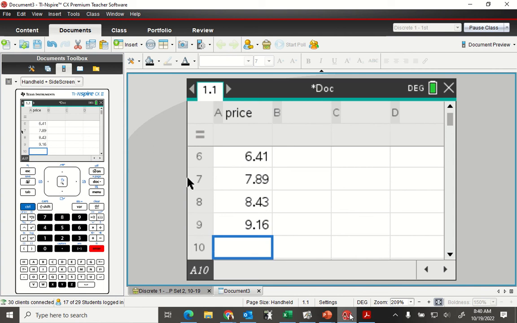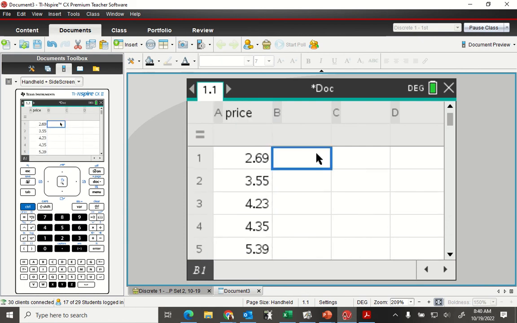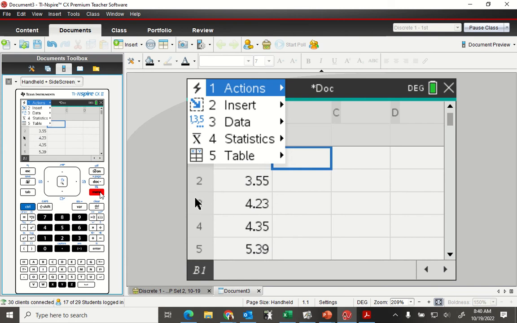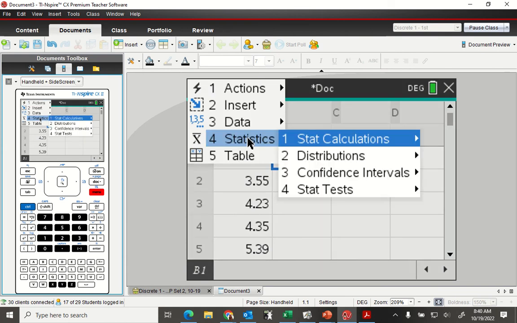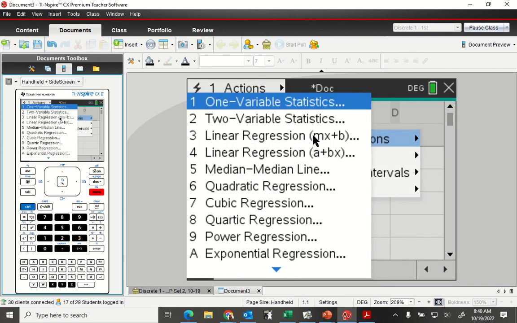So we labeled it. We put them all there. And we're doing the same steps like we did before. So I scroll up, go to this open space right here, just click on it. All you need to do is just highlight it. I don't want the little cursor in there. You just highlight it. Menu, statistics, stat calculations, one variable.